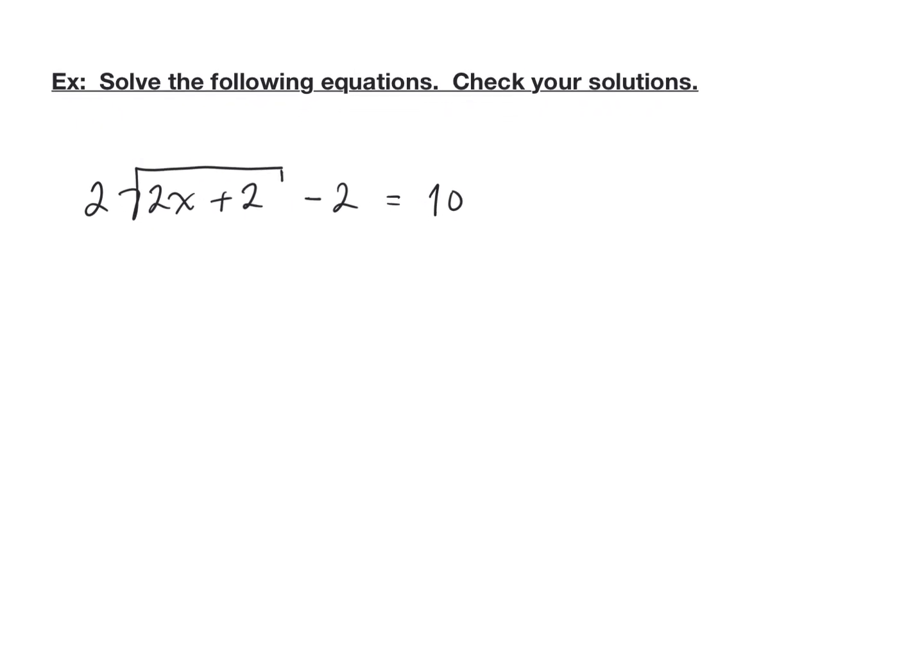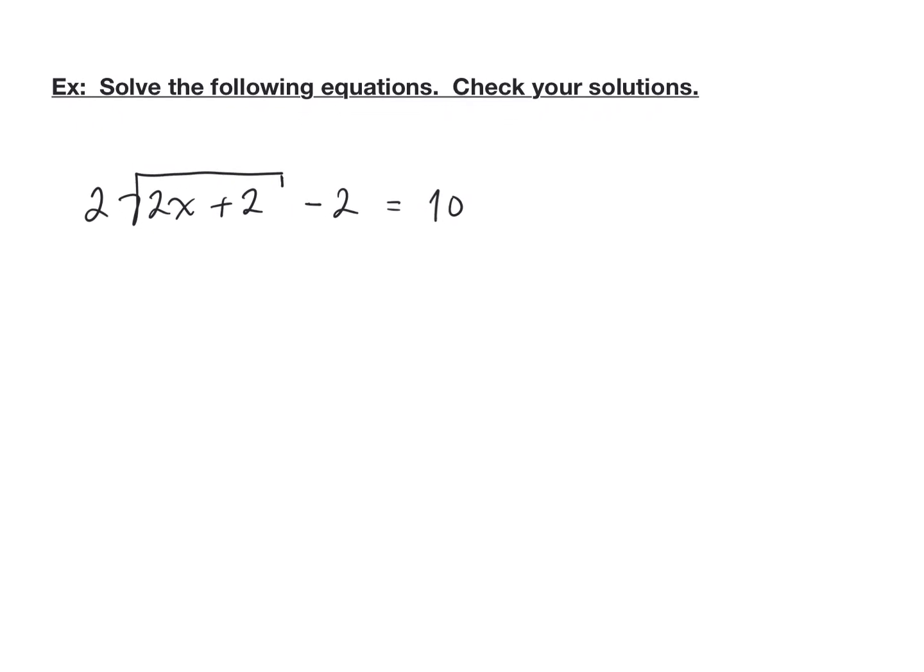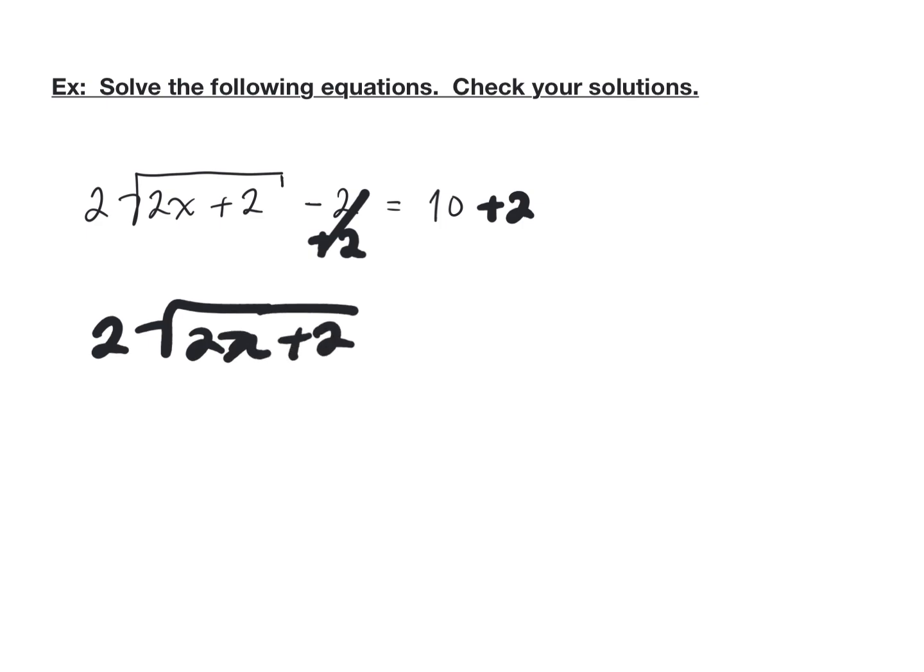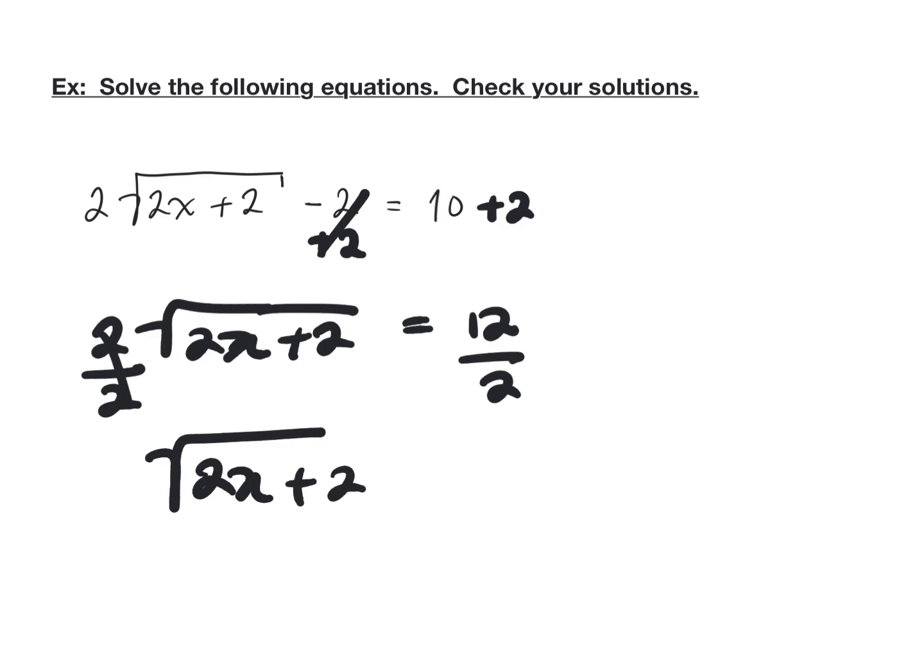Okay, so here's an example for us to understand what we have just read earlier. We have here the equation 2 square root of 2x plus 2 minus 2 is equal to 10. The very first thing I'm going to do is add 2 to both sides. So 2 square root of 2x plus 2 is equal to 12. Then I'm going to divide it by 2. What is left here is just the square root of 2x plus 2, and 12 divided by 2 is going to be 6.